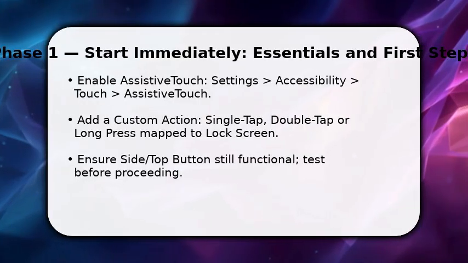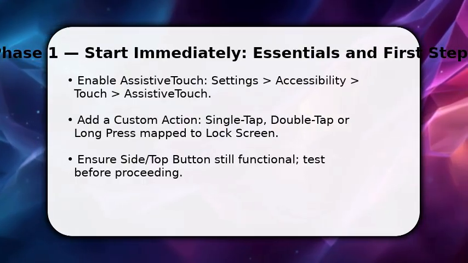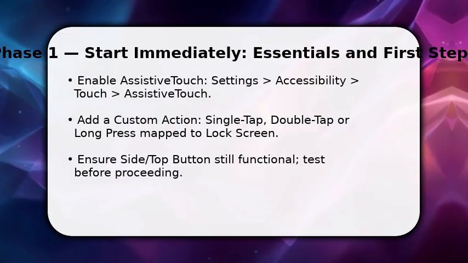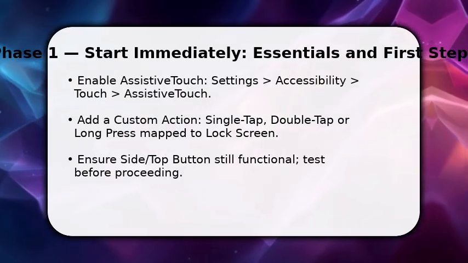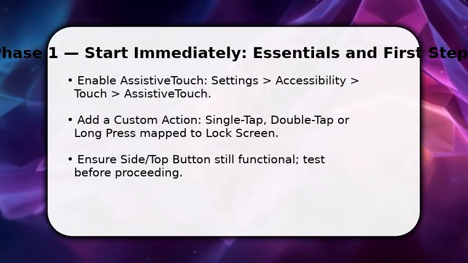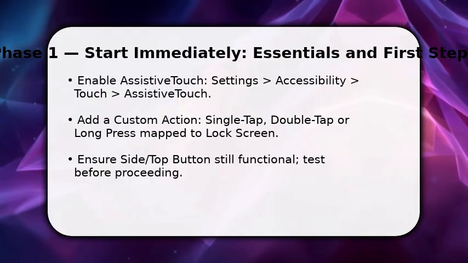You begin by opening Settings and navigating to Accessibility. Touch, then Assistive Touch. Turn it on now. Once enabled, go to Custom Actions and choose which gesture will lock the screen. Pick single tap, double tap, or long press depending on your routine.